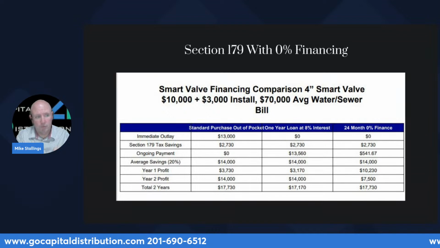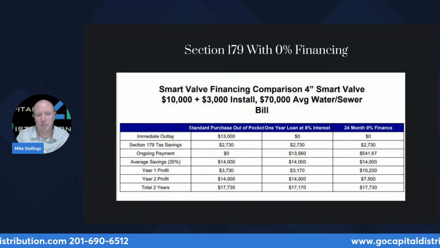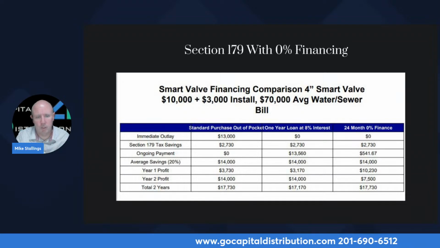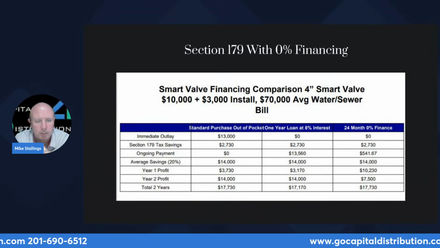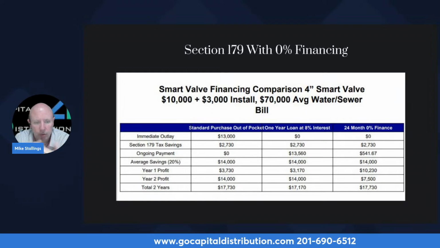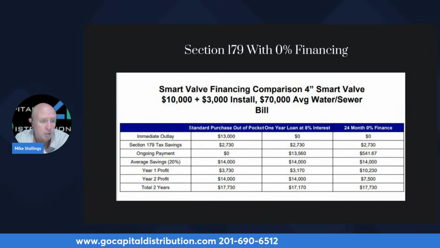You could always finance it. As Mike mentioned, there are programs out there. Let's say you took a 1-year loan at 8%. Again, you're not shelling anything out. Your payments for the first year are going to be $13,560, along with the credit from 179. You're going to make about $3,000 profit. You're going to make $14,000 year 2. You're going to save a little less because you had to finance it and pay the interest for the year.